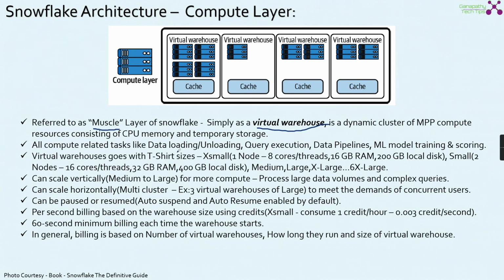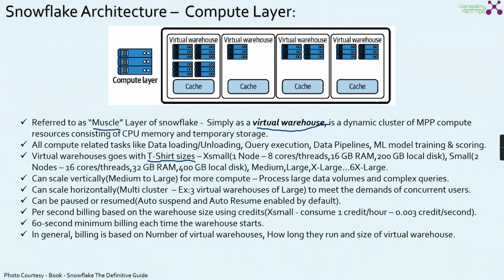All the compute related tasks like data loading, unloading, query execution, data pipelines, ML model training and scoring will happen using this virtual warehouse layer. Why? Because the compute, the muscle power, is provided to us from the virtual warehouse layer only. Now, how can we take the virtual warehouses? Snowflake offers virtual warehouses in the form of t-shirt sizes. It starts from X-small, small, medium, large, extra large, till 6X-large.